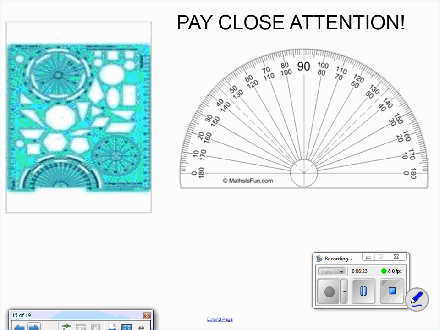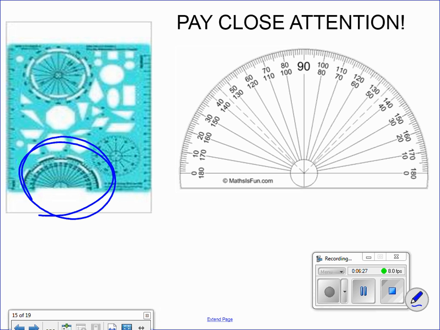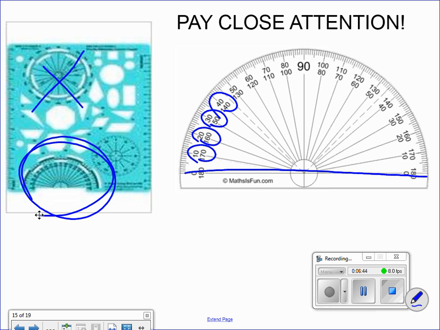Today you're going to be using the protractor. You're going to be using this part of your template. Please don't use the full circle protractor yet. You're going to be using your half circle protractor. Keep in mind, we have a straight line, which equals 180. You're going to be reading it like a clock. There's two numbers we're working with here. Keep that in mind, that we're always reading the correct number.